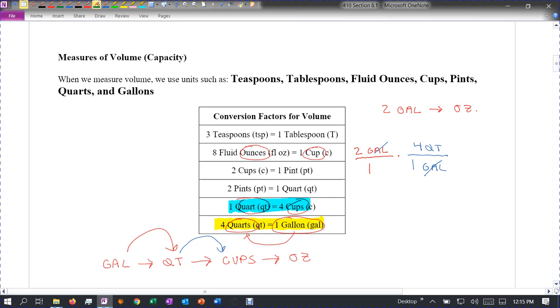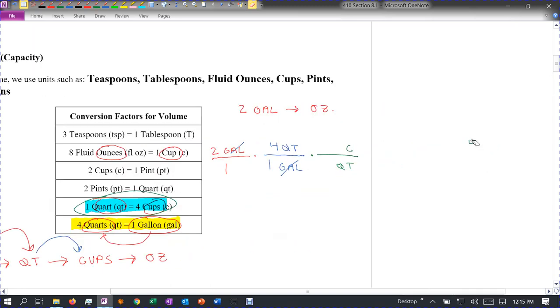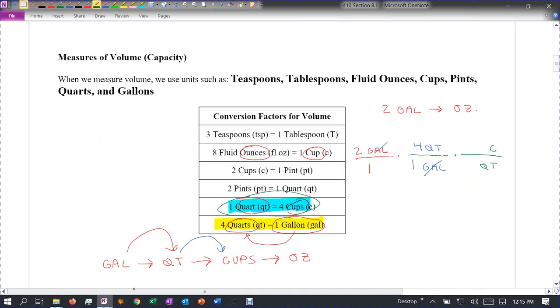So I could write times, let's see, I want my quarts to go away, so quarts are on the bottom and cups are on top. I'm just going to put C for cups. And this tells us that there's 4 cups in 1 quart. We're almost there. Now we know the quarts are going to cancel.